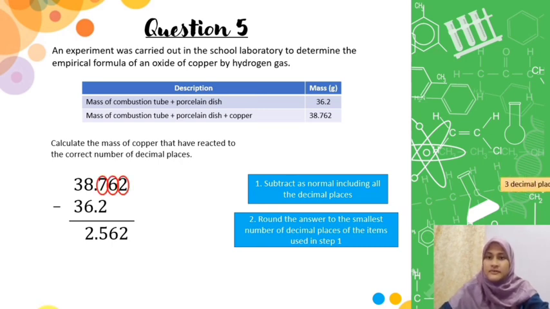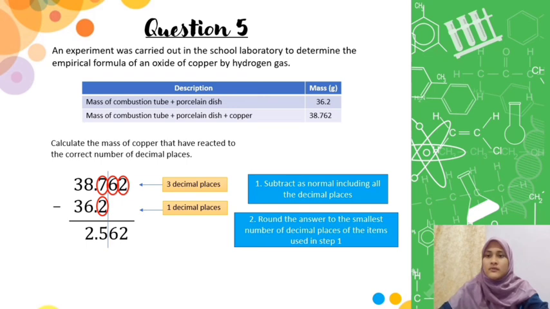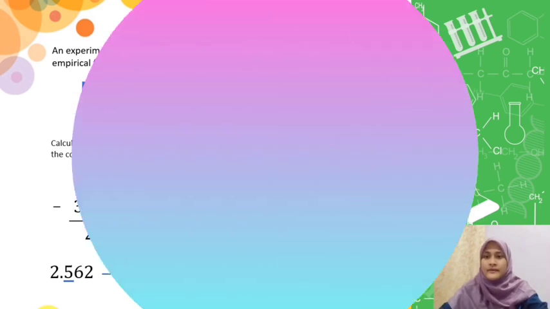38.762 has 3 decimal places, 36.2 has 1 decimal place, so we must choose the smallest number of decimal places. In this case, 36.2 has only 1 digit after the decimal, so we need to round our answer to 1 decimal place. So the answer is 2.6 grams, since we round up to 2.6 as the digit after 5 is 6, which is more than 5. That's all from us. Thank you.